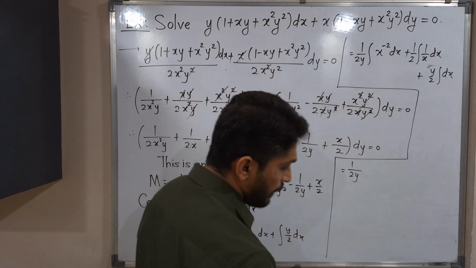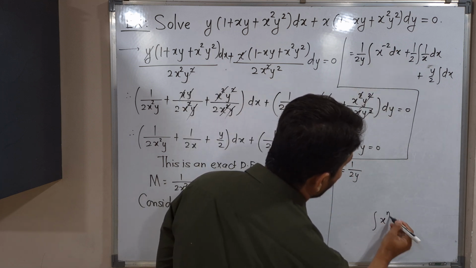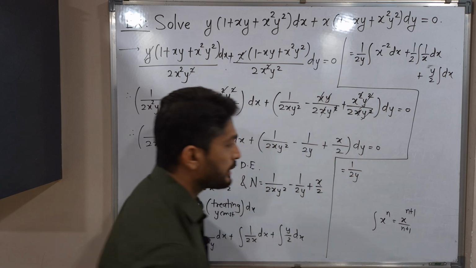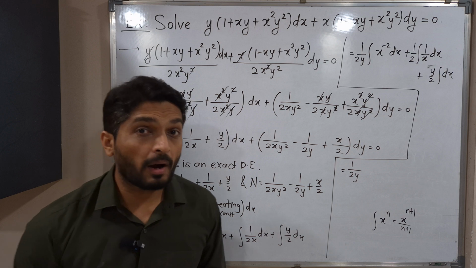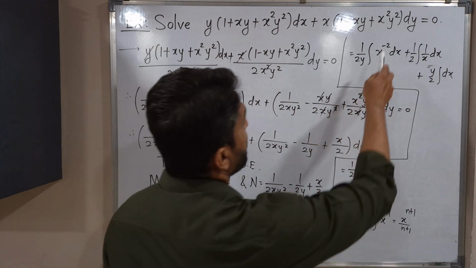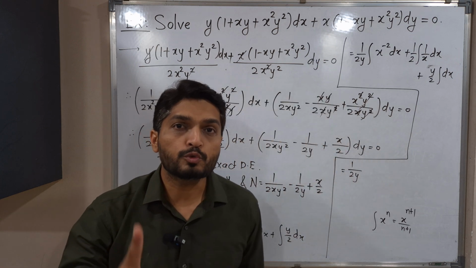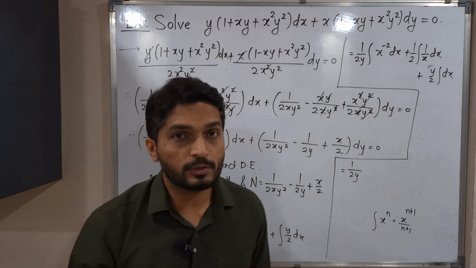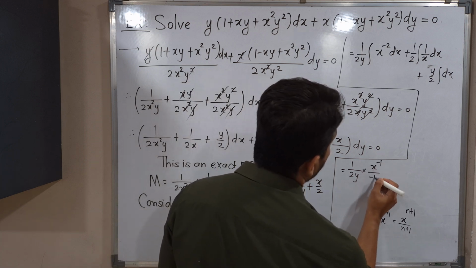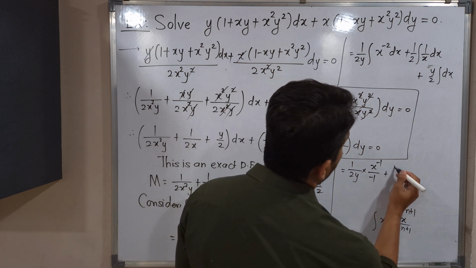So now the question is how to find its integration. It has a very simple formula. Integration of x raised to n is x raised to n plus 1 upon n plus 1. In case of derivative, what do we do? We reduce the power by 1, but here we increase the power by 1. The power is minus 2. If you increase it by 1, minus 2 plus 1, it will be minus 1. So the integration will be x raised to minus 1 and the same number in the denominator, minus 1, just like this, plus 1 by 2.